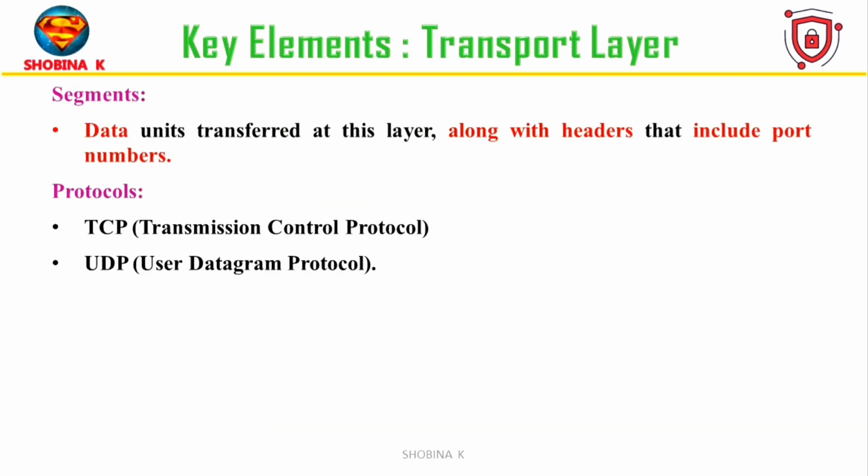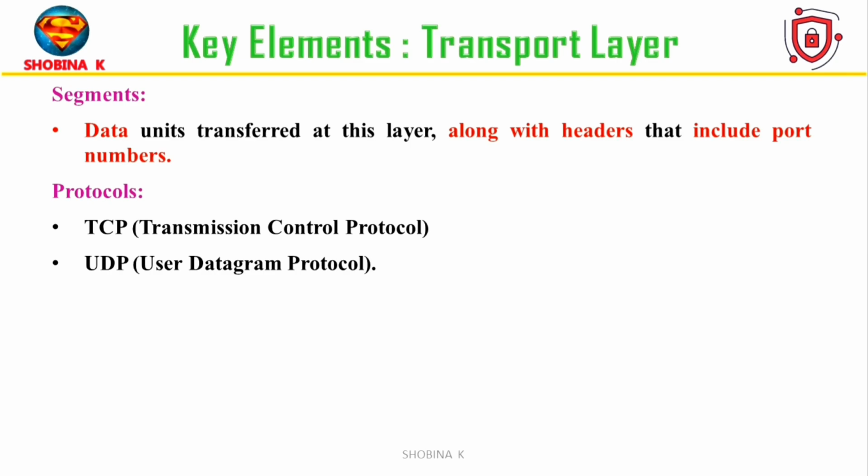Now let's discuss two primary protocols used at the transport layer. First, TCP, Transmission Control Protocol. TCP establishes a connection between sender and receiver before data transmission begins. This is done through a process called the TCP handshake. TCP ensures reliable, ordered, and error-checked delivery. It is suitable for applications which require data integrity, like file transfers, web browsing, and email.